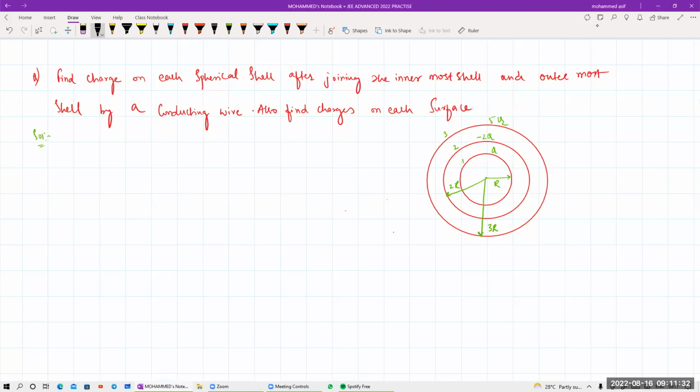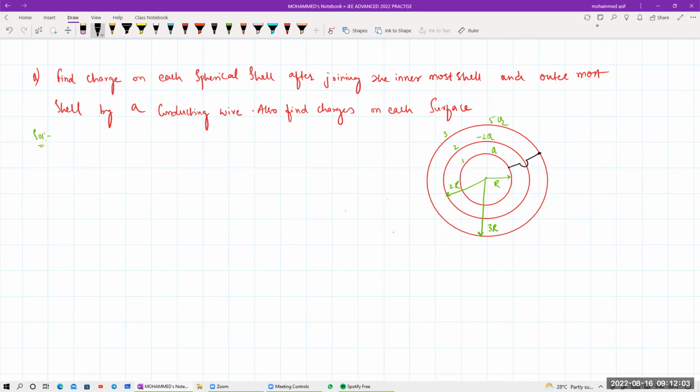Let us try to do one more question related to electrostatics. The question is: find the charge on each spherical shell after joining the innermost shell and the outermost shell via a conducting wire. Also find the charges on that one. We need to calculate the charge on each of these. After joining, the innermost shell is connected to the outermost shell like this by a conducting wire. So we need to find the charges on each of the surfaces.